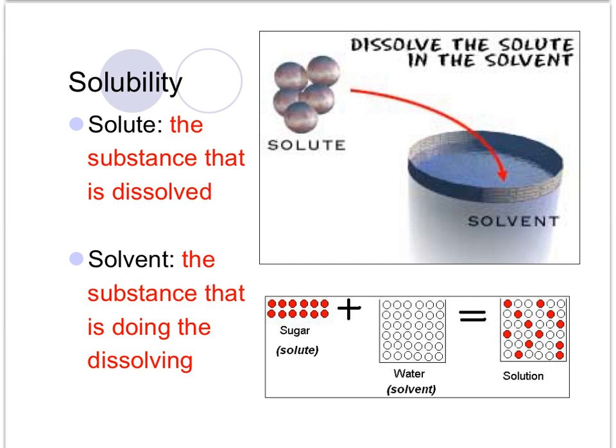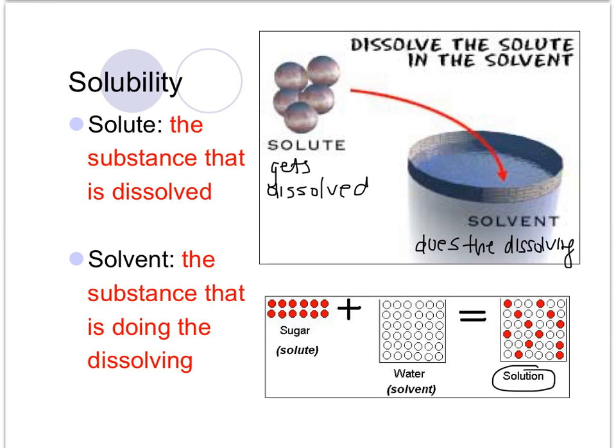Solubility is the ability of a solute to dissolve into a solvent. Remember that the solute gets dissolved and the solvent does the dissolving. The universal solvent is water, but any liquid can act as a solvent. In the bottom example, you can see sugar acting as the solute, dissolving into water, the solvent, and you end up getting a solution. Remember that a solution is a homogeneous mixture. It is a physical change. All the sugar molecules are evenly blending through the water molecules.